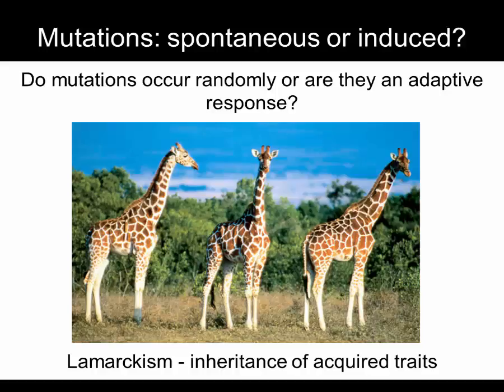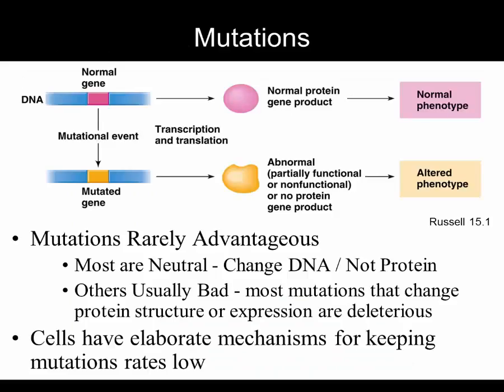Lamarck suggested a model where mutations occur in response to environmental conditions and are passed along to offspring. The classic example is giraffes stretching their necks to reach leaves and higher branches. In class, we'll discuss some important experiments which demonstrated this was not the case and that mutations are spontaneous. While Darwin didn't understand the molecular basis of mutations, he did understand that heritable changes are key to evolution.